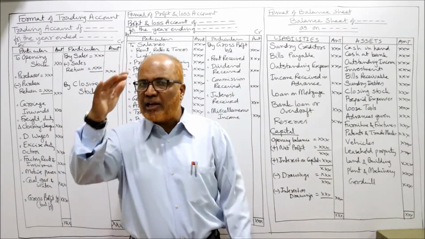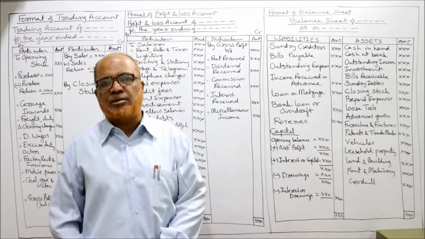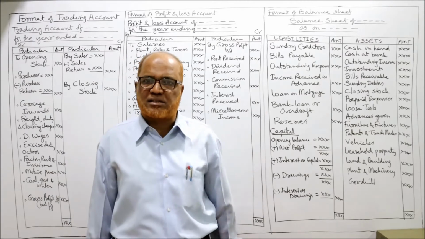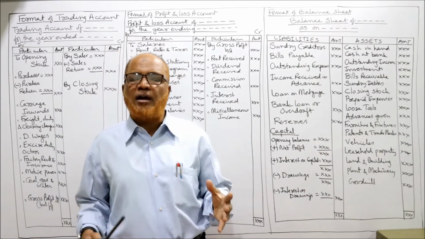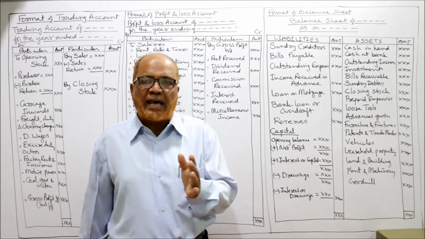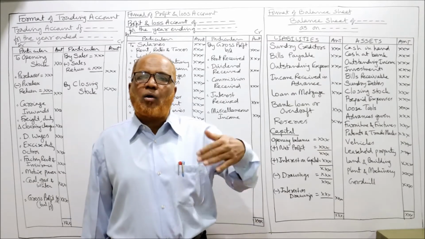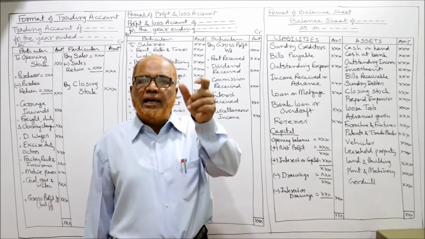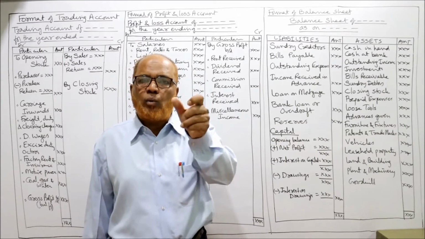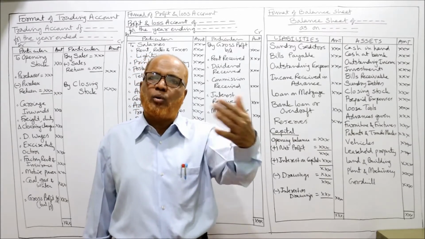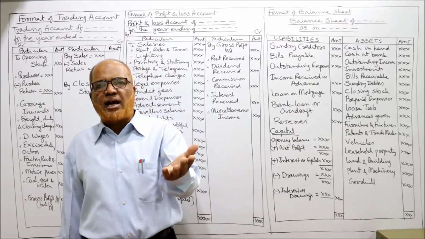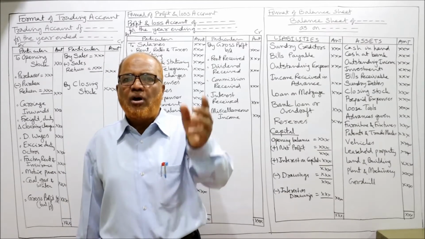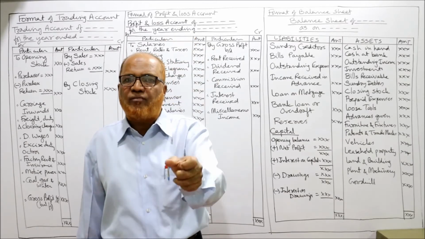Now, while marshalling the items, marshalling means arranging the items, there are no hard and fast rules which items should be taken first, which items to be taken next. Normally, accountants and authors have classified into two methods called according to liquidity, according to permanency. According to liquidity, liquid assets should come first. Liquid assets means those assets which can be converted into cash easily. Example, cash in hand, cash at bank, stock, debtors, bills receivable, all short-term investments, all these are the liquid assets that should be taken first.